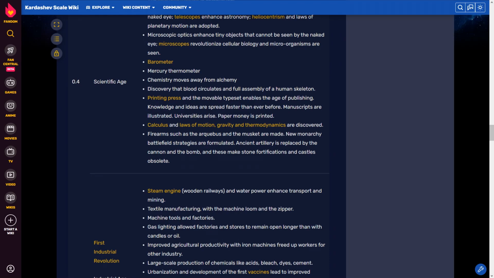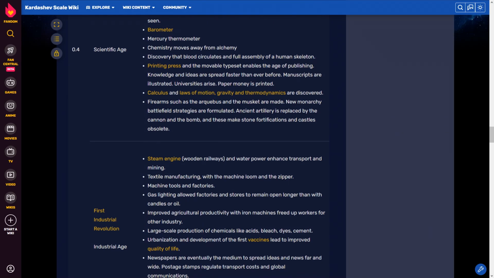Mercury thermometer. Chemistry moves away from alchemy. Discovery that blood circulates and the full assembly of a human skeleton. The printing press and the movable typeset enable the age of publishing. Knowledge and ideas are spread faster than ever before. Manuscripts are illustrated. Universities arise. Paper money is printed.